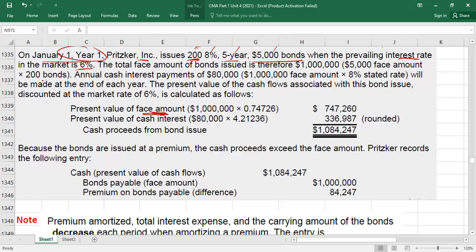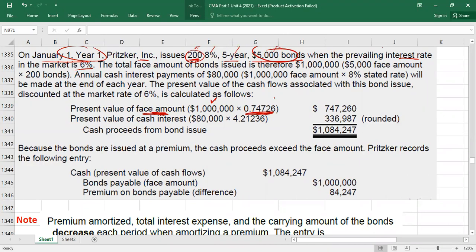How will I get total face value? How many bonds are there? 200. It's given here, 200. And what is the face value of one bond? 5,000. So total face value will be how much? 1 million. This face value you will always multiply with the present value factor at market rate.